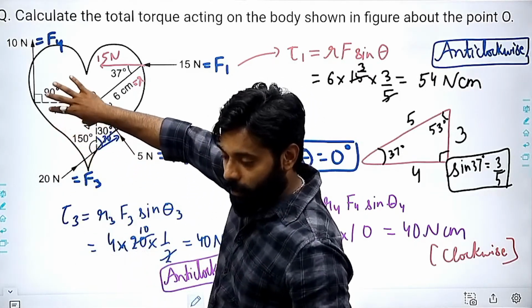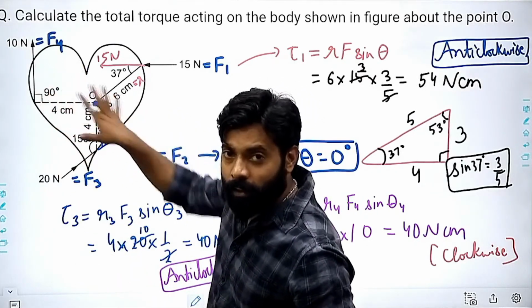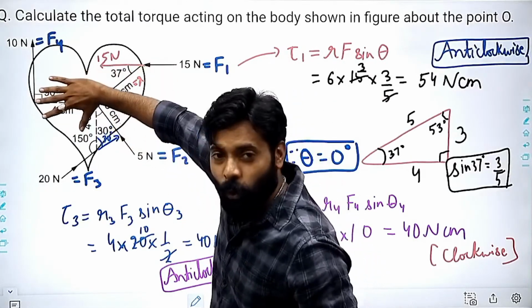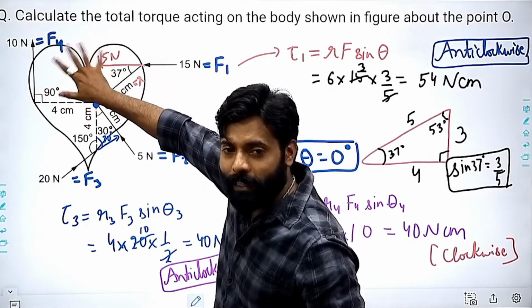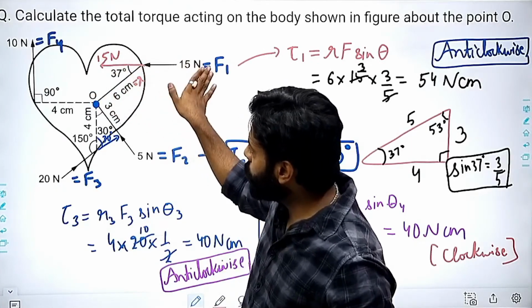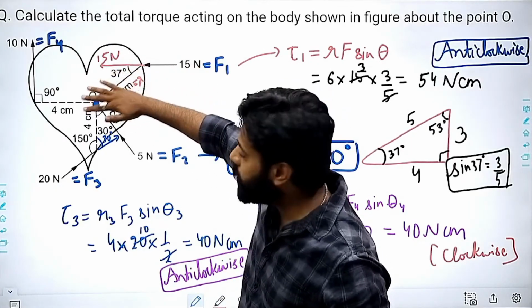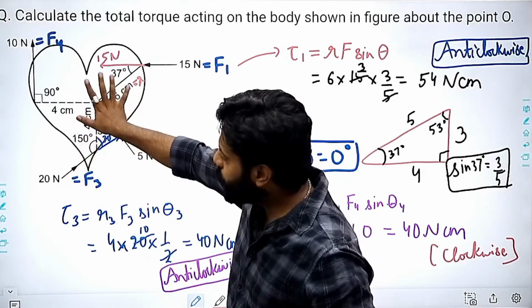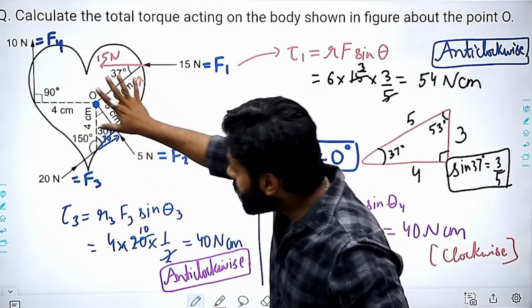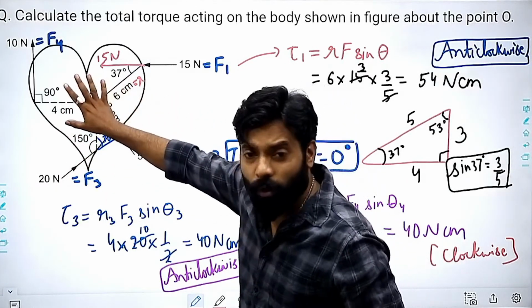So this arm, due to this force, will rotate in clockwise direction, and this arm due to this force will rotate in anti-clockwise direction. This arm with this force will rotate in anti-clockwise direction. This arm due to this force will not rotate.